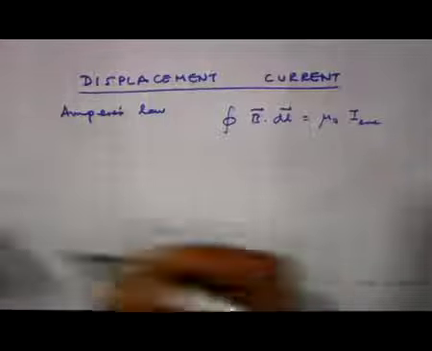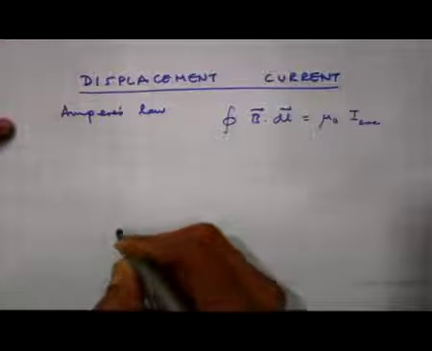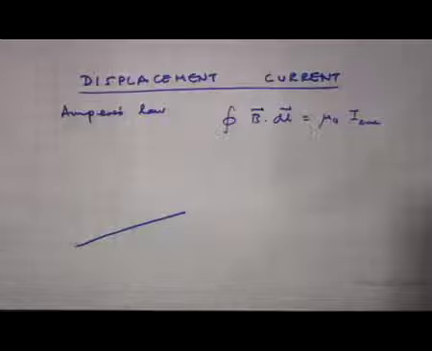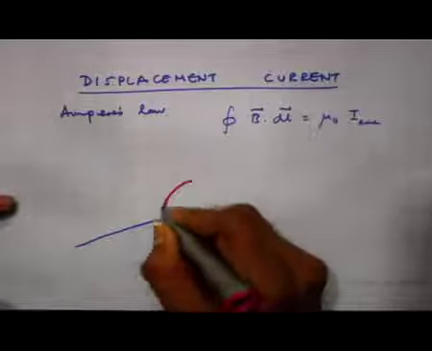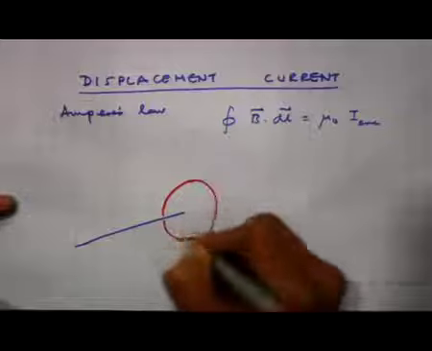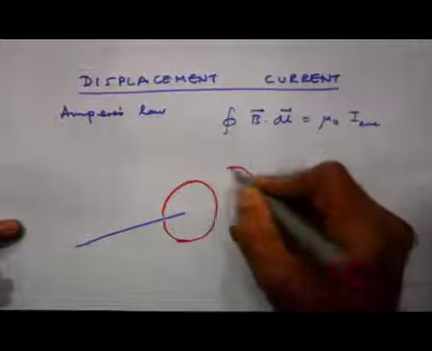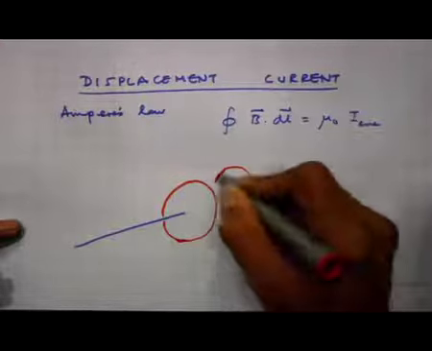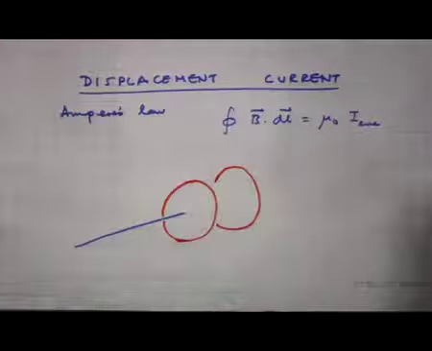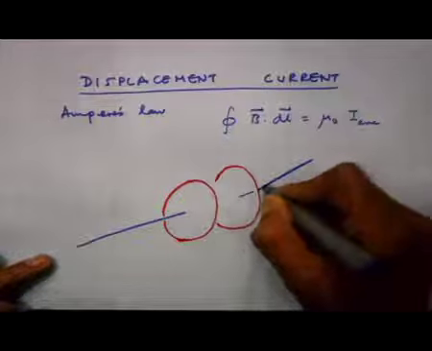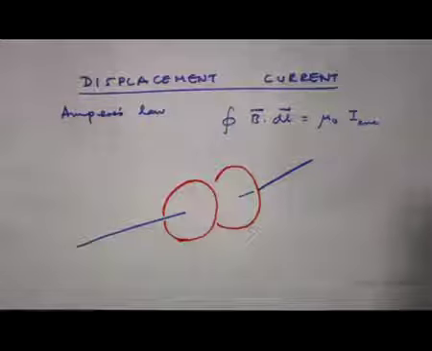Now, let me look at the following problem. I have a situation where I have a wire connected to a parallel plate capacitor. So, here is the capacitor plate, the second plate is somewhere here, and the wire continues to the other side. It is a parallel plate capacitor, and I want to determine the magnetic field of this.